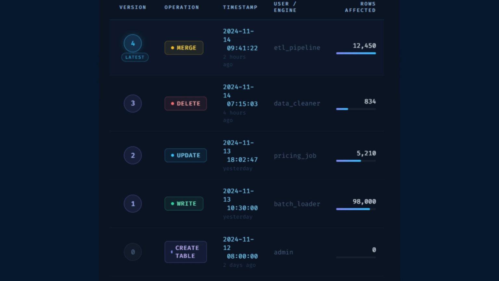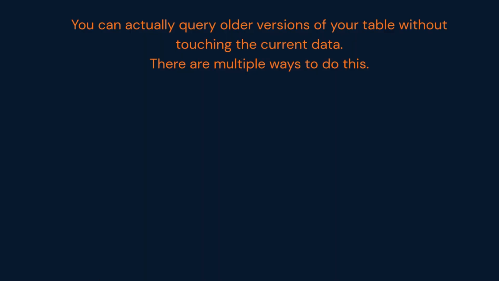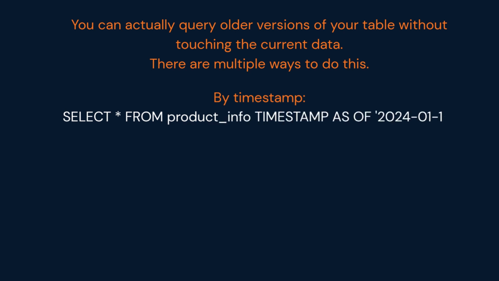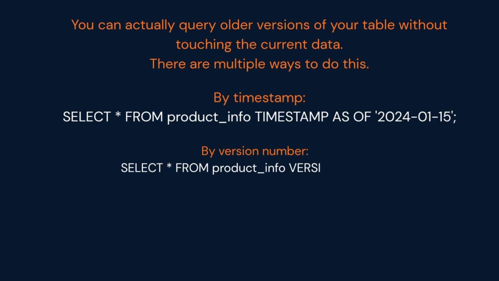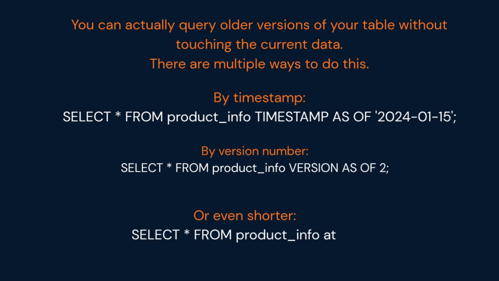Query past versions. Now, here's where it gets really interesting. You can actually query older versions of your table without touching the current data. There are two ways to do this. First, by timestamp. SELECT * FROM product_info TIMESTAMP AS OF January 15th, 2024. Second, by version number. SELECT * FROM product_info VERSION AS OF 2. Or even shorter, SELECT * FROM product_info@v2.